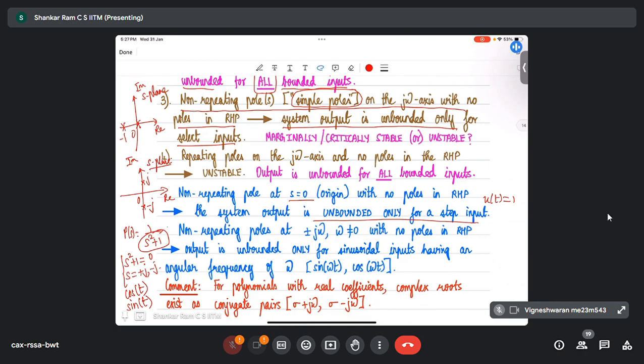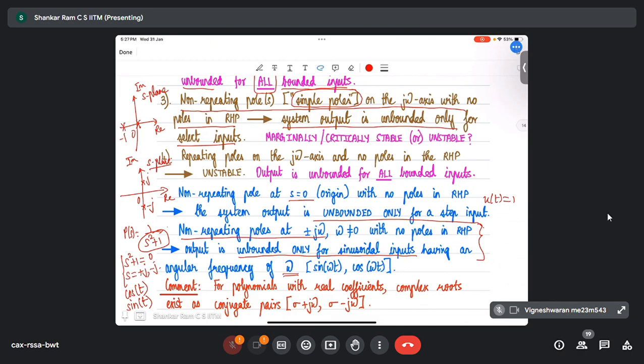So in general, if I have a pair of non-repeating poles at plus or minus j omega, like the case that we saw, and omega is not equal to 0, and no poles in the right half plane, the output is unbounded only for sinusoidal inputs having an angular frequency equal to the magnitude of the pole, omega. That is, sin omega t and cos omega t. That is a very important result. I hope the subtle point is clear.